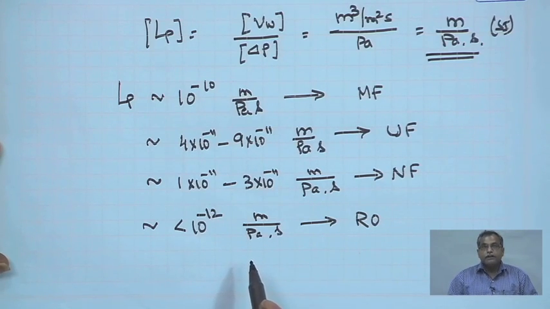So, permeability is very, very important. It is a really important parameter for modeling the system and identifying the membrane, and it can be measured quite easily by conducting an independent experiment, as we have discussed earlier. The next important parameter is selectivity or retention.